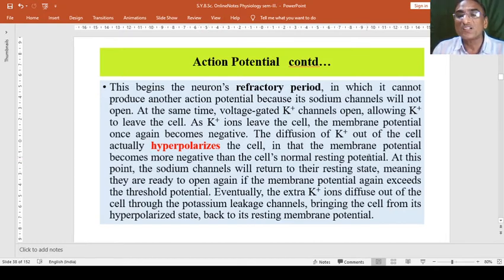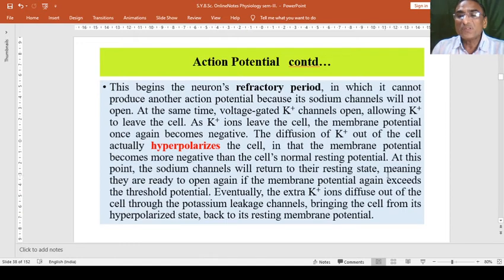Then the cell's normal resting potential. Means hyperpolarization is responsible for dropping down below the resting potential. At this point, the sodium channels will return to their resting state. Means once the sodium entry and potassium movement are completed, the sodium channels return and open again, which means they are ready to open again for a further action potential, if the stimulus is received collectively or simultaneously.